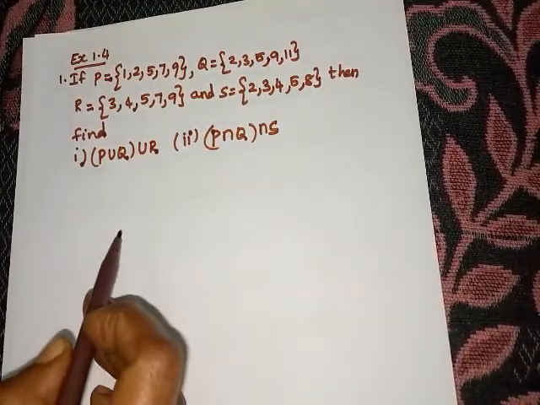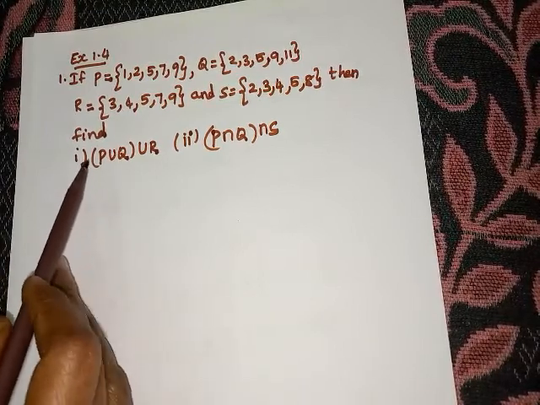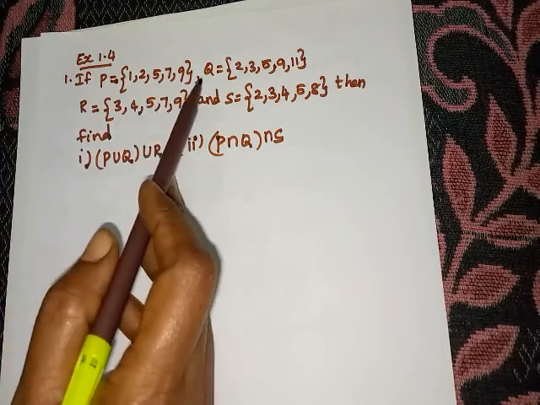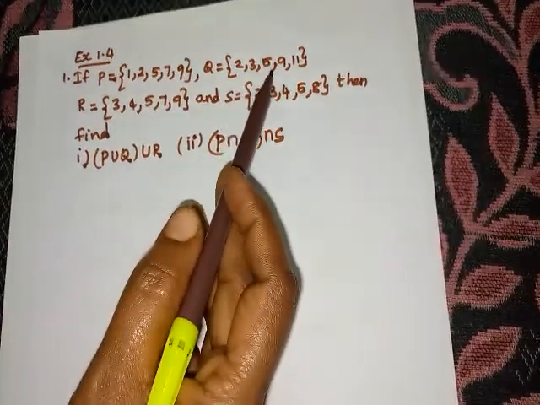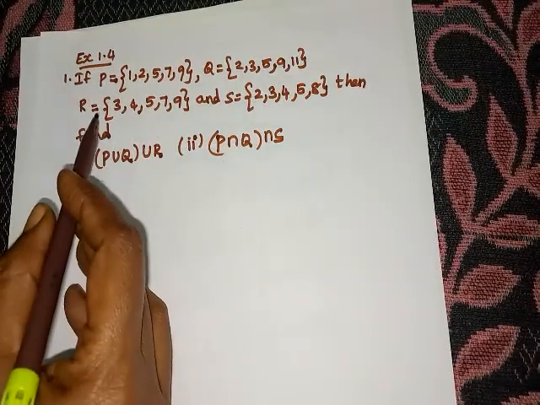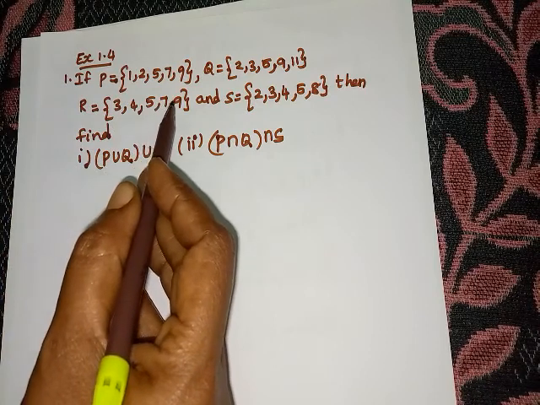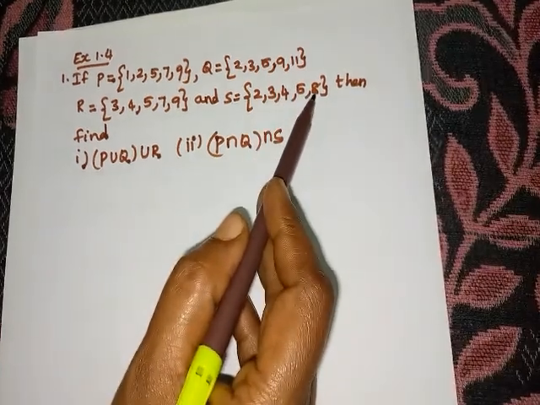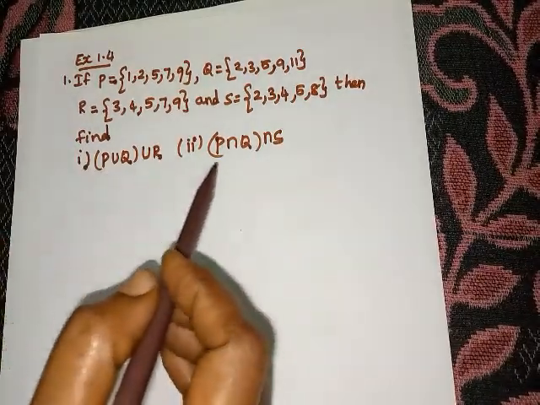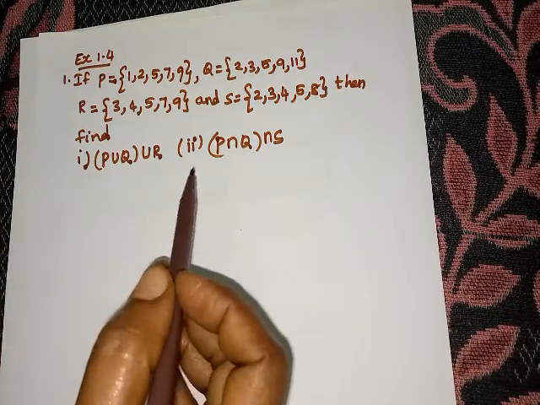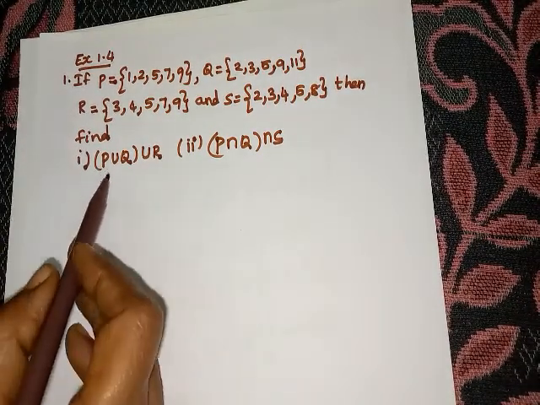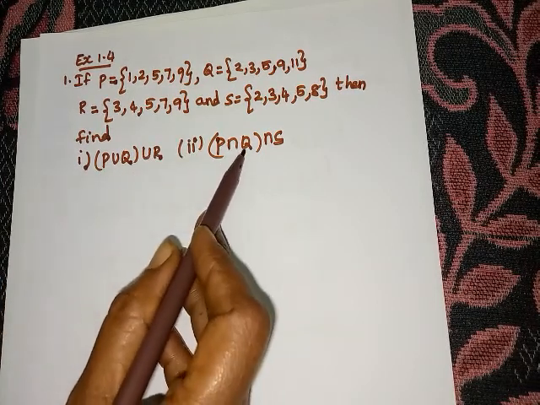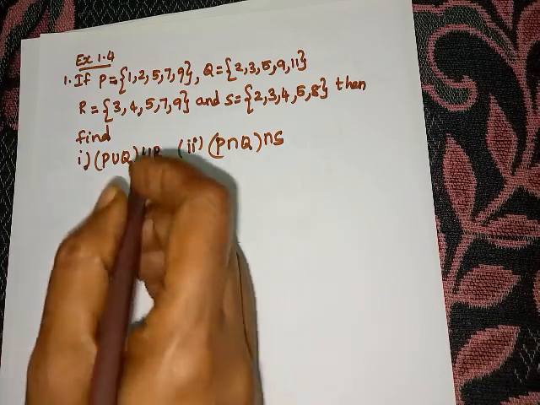Next, exercise 1.4, first question. If P is equal to {1, 2, 5, 7, 9}, Q is equal to {2, 3, 5, 9, 11}, R is equal to {3, 4, 5, 7, 9}, and S is equal to {2, 3, 4, 5, 8}, then find the following. There are 3 subdivisions: the first 2 are classwork, the third one is homework. The first one is P union Q union R. The second one is P intersection Q intersection S. How to do it? Let us see.